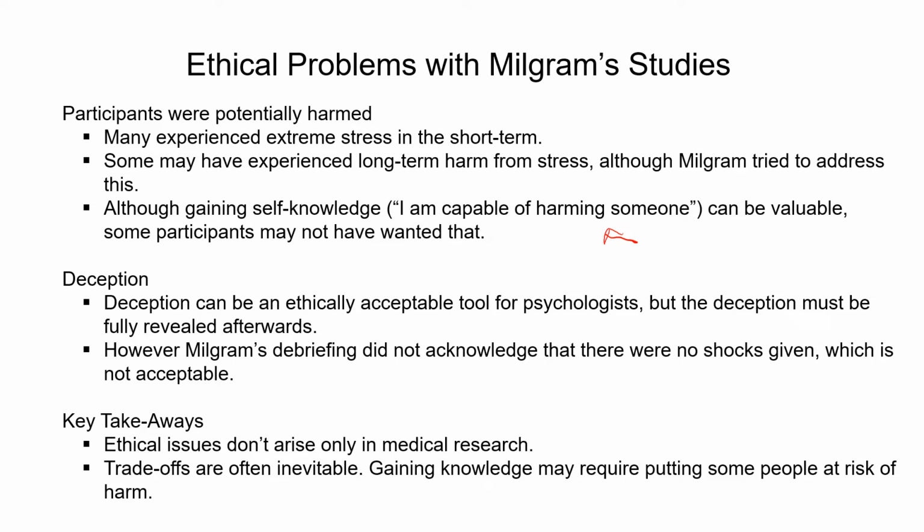The question is, is the gain to the individuals and to society great enough that it outweighs the harm? And that is something that IRBs need to decide before approving any research. Is any potential harm outweighed by the benefits to both the individuals, the participants in the study, as well as society as a whole? And quite often the answer is no. If there's harm to the participants, it's not justified.